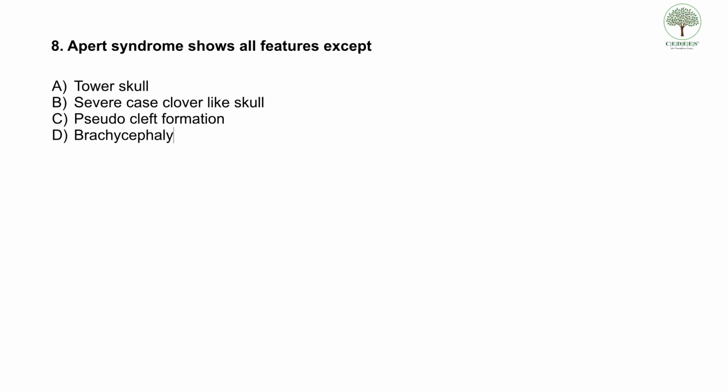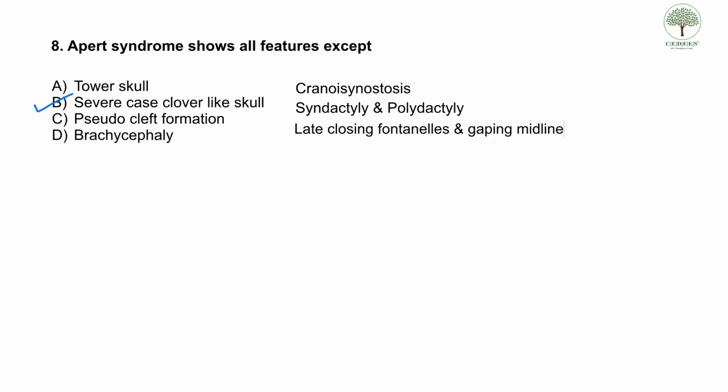Question number 8 is: Apert syndrome shows all the features except, and your options are A, tower skull, B, severe case of clover-like skull, C, pseudo-cleft formation, and D, brachycephaly. Out of the given options, the correct answer is going to be B, severe case of clover-like skull. So remember, Apert syndrome had three features. There was craniosynostosis, that is early fusion of cranial bones. Then there was syndactyly and polydactyly. And lastly, there was late closing of fontanelles with gaping midline defects.